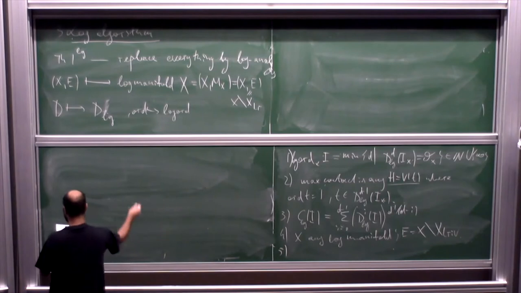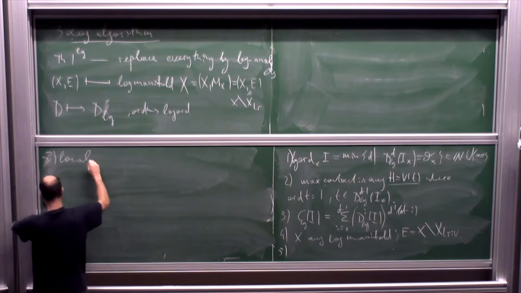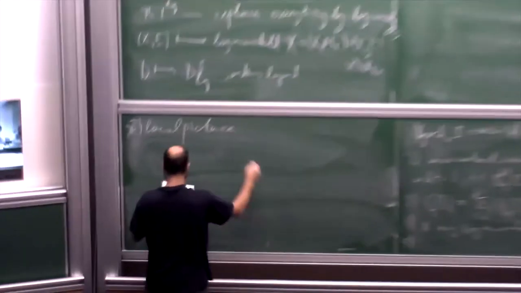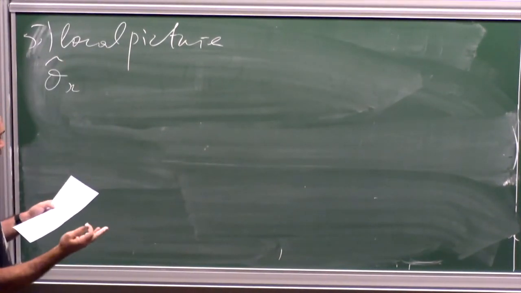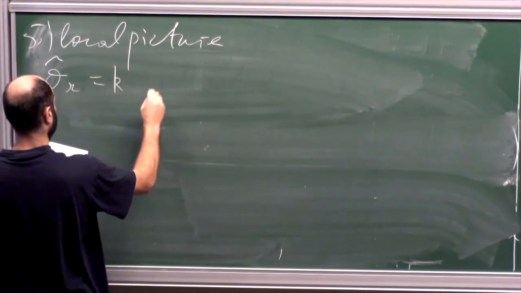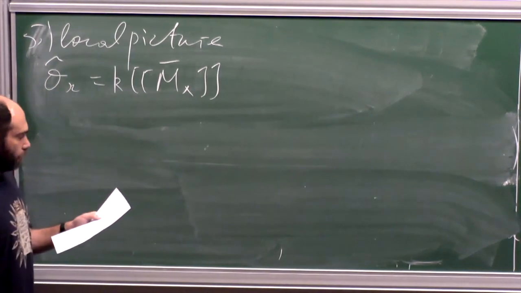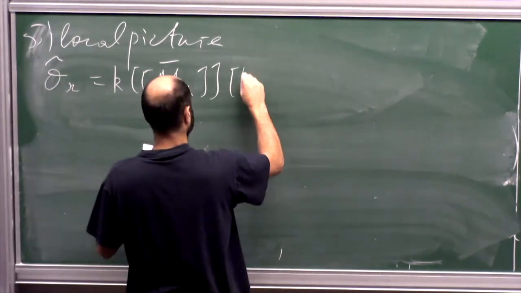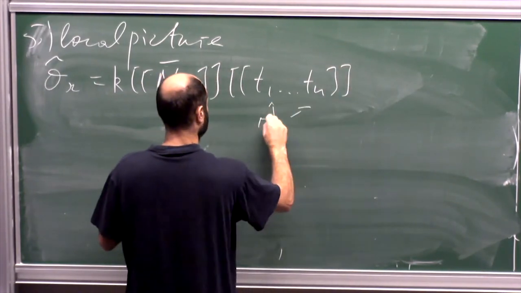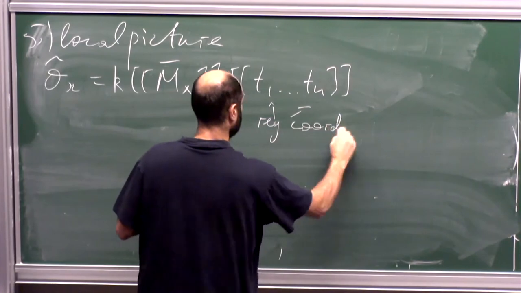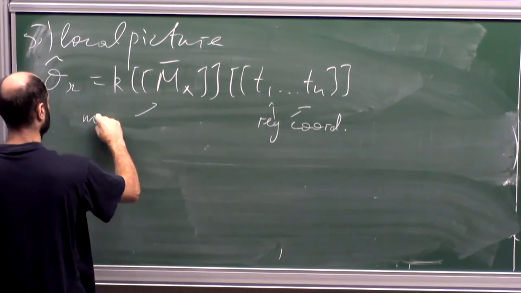Maybe I'll just give the local picture. The formal completion looks as follows: you adjoin some monoid, and also you adjoin t1 up to tn. We call these regular coordinates. We have order one. And we call everything here monomial coordinates.